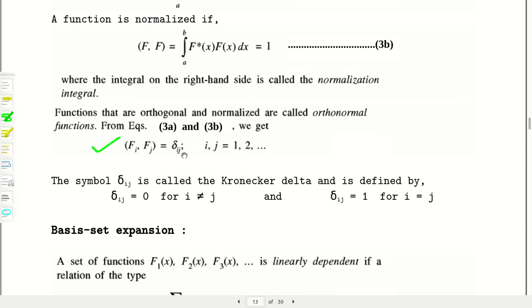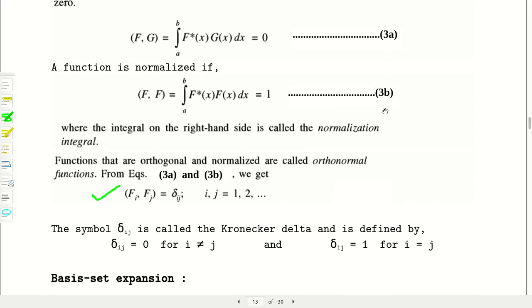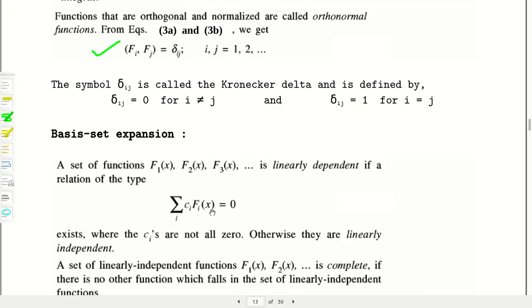How? Kronecker delta ij, you all know that if i and j are equal, then it is 1, and if they are not equal, then it is 0. So the inner product of two functions will be 0 if they are not equal and they are orthogonal, and if they are equal, that is fi comma fi, it will be 1. So this is a very short form which can be remembered. In place of 3a and 3b, you can remember this. It will help you to write those equations in a much shorter way.